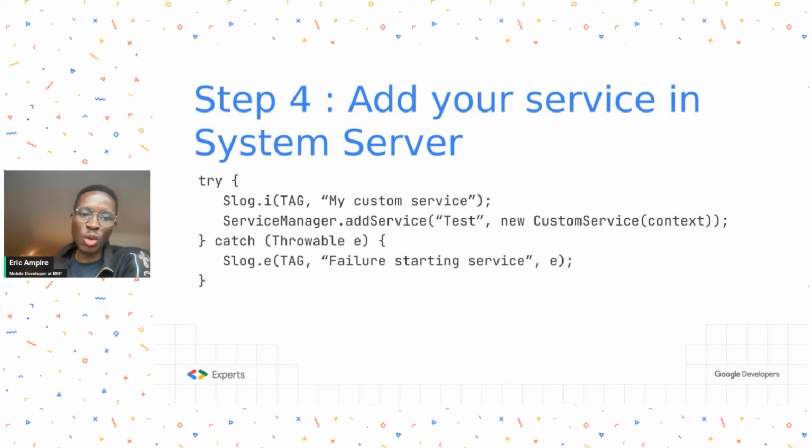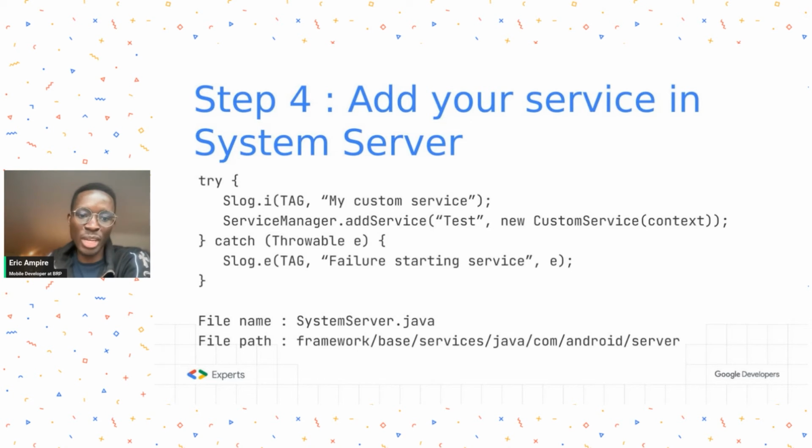And after that, we need to add our service to the system server, because like I have said, our service used to run in a separate process. In this case, the only thing that we need to do is to call the service manager and call the method addService. Here we need to provide the name of our service, and here we can just create an instance of the implementation of the IDL file that we have created. It is as simple as that, and you just have to put that in a try-catch block in case there is a problem.